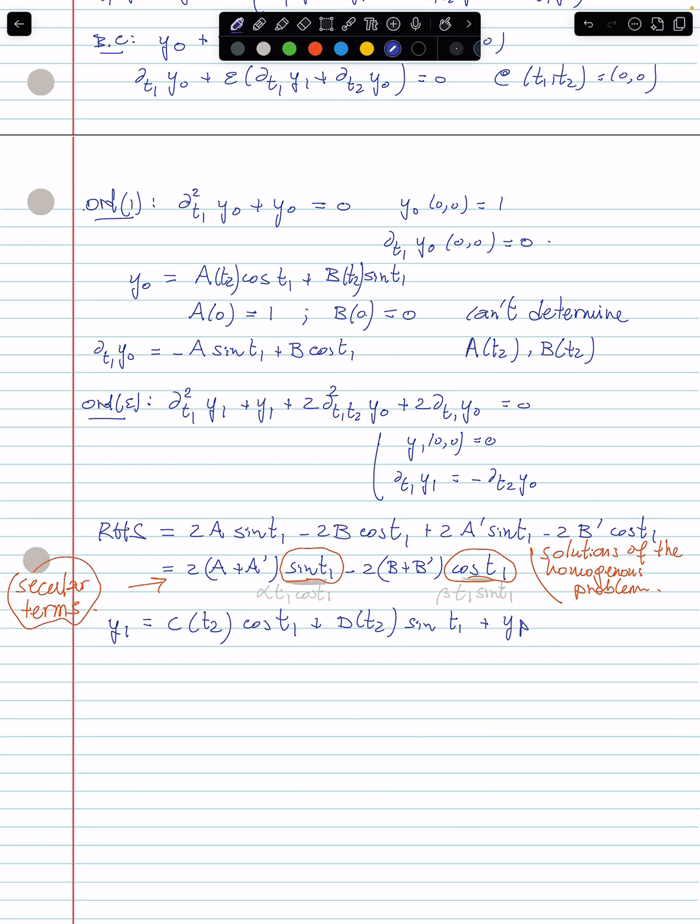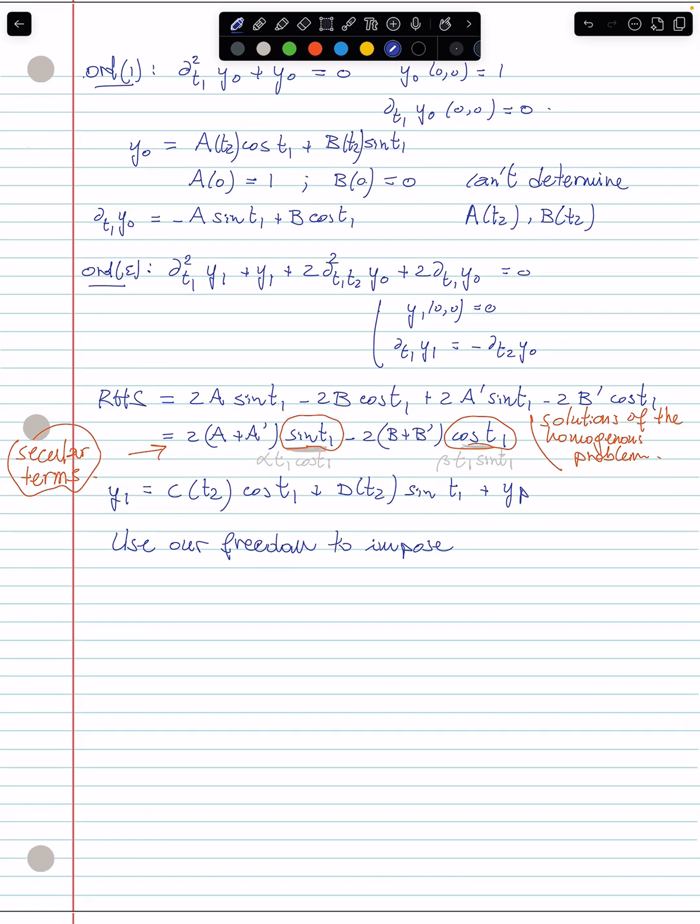So we're going to use our freedom at this stage to impose that the secular terms do vanish. In this case, there are just two terms in the right-hand side. There might be more. There might be non-secular terms. If it was the case, then we would have written here plus non-secular terms. But in this exercise, there is none. We just have two terms. Both of them are secular terms, and I want to get rid of them. So we're going to use our freedom to impose that the secular terms disappear.